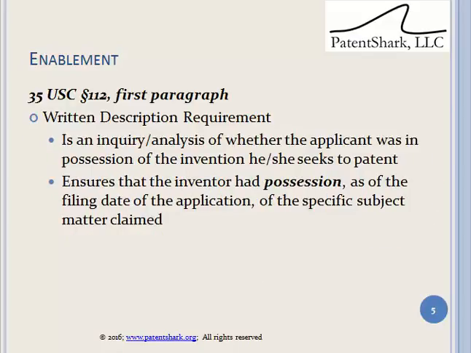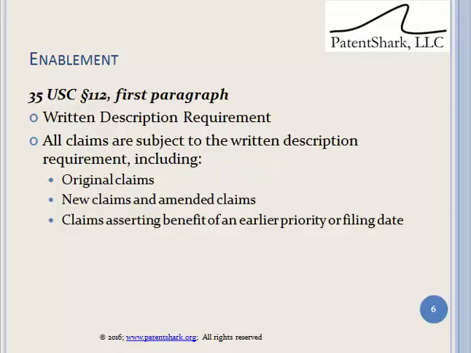So basically, 112 first paragraph enablement is an inquiry or analysis of whether the applicant or the inventor, the person who filed the application, was in possession of the invention that he or she seeks to patent. It also ensures that the inventor had possession, as of the filing date of the application, of the specific subject matter that is being claimed. Now, all the claims are subject to the written description requirement, okay? That's original claims, new claims, amended claims, or claims asserting benefit of an earlier priority or filing date.